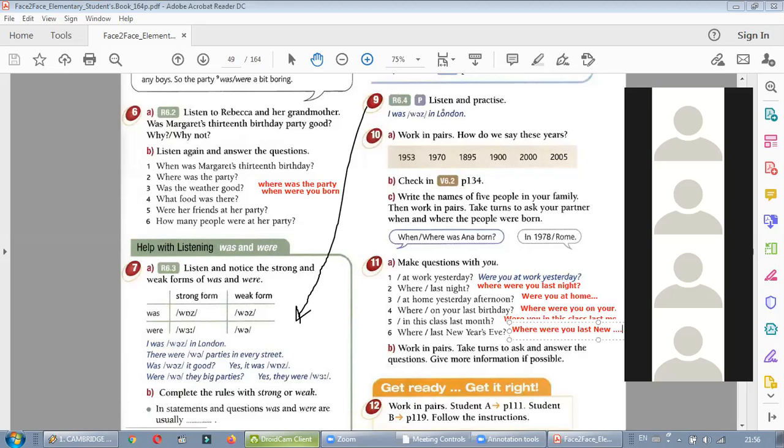All right, okay. So now let's ask these questions to each other. Let's start with Selma and Rashid. So Rashid, you can ask all these questions to Selma, and then Selma will ask someone else, and then someone else will ask someone else, and so on, okay? So you can start, Rashid. Were you at work yesterday? Selma, were you at work yesterday?